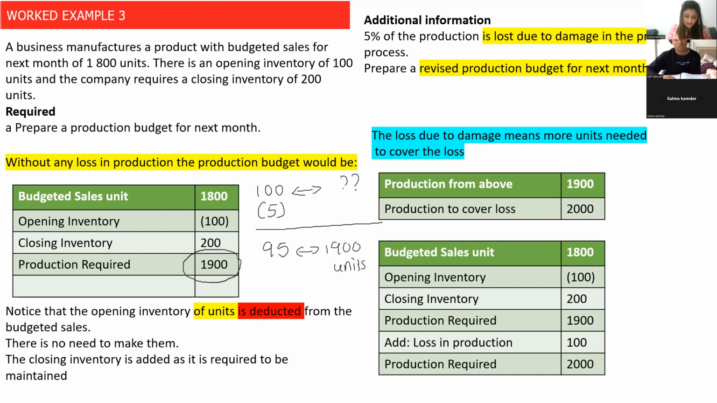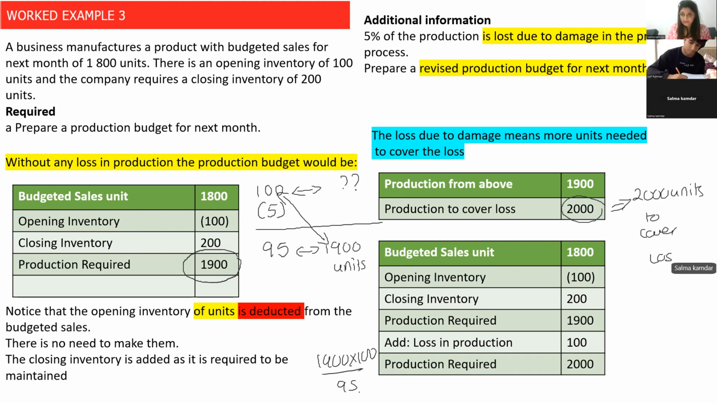Okay, so I will cross multiply. 1,900 into 100 divided by 95. So he will produce 2,000 units. He will produce 2,000 units to cover the loss. This is very important. Are you with me?